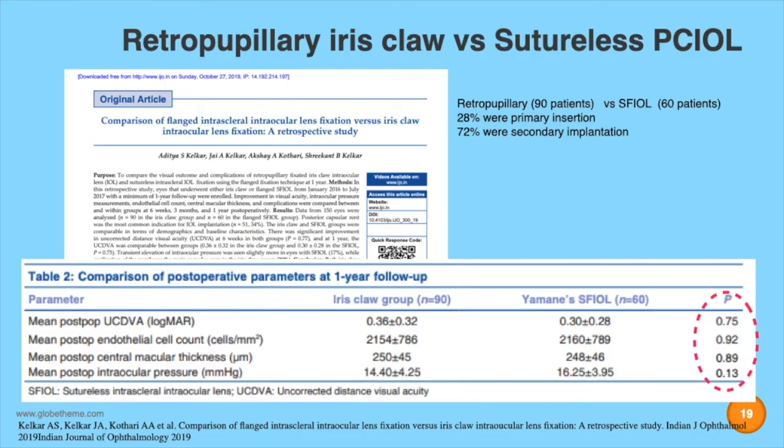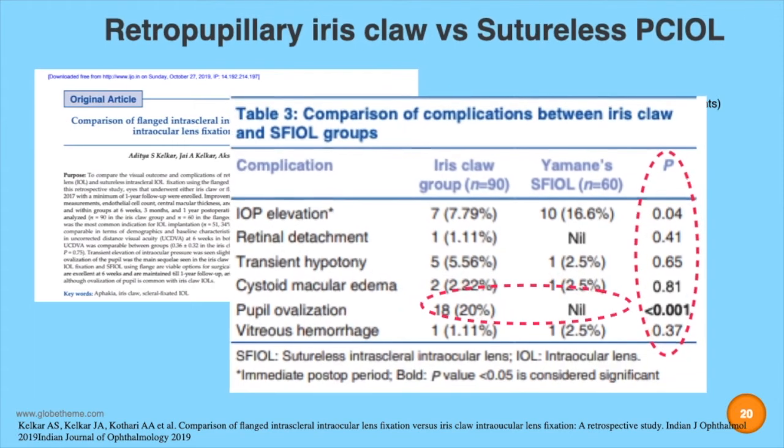Another study comparing between retropupillary iris claw and sutureless scleral fixated intraocular lens. These two lenses are located in the posterior chamber. Both do not have scleral dissection. Visual outcome at 1 year is equally good for both lenses. And endothelial cell loss was also equally good at the end of the follow-up. But when they look at the complication rate, the only significant difference was the change of shape of pupil, which does not occur in the Yamane IOL technique.